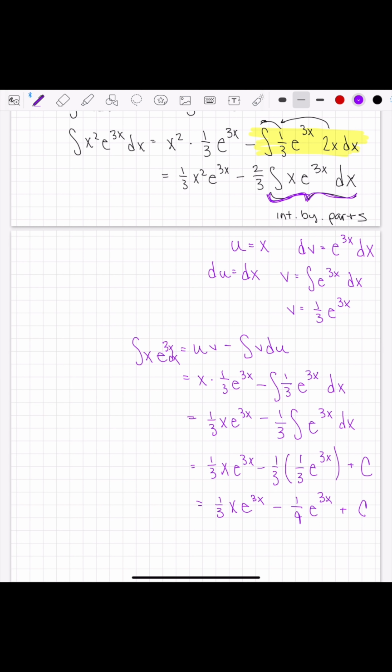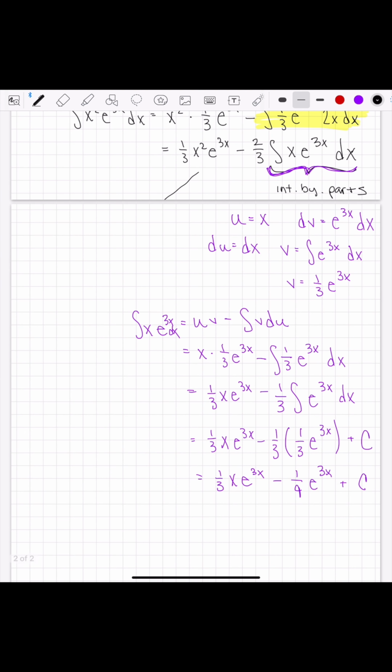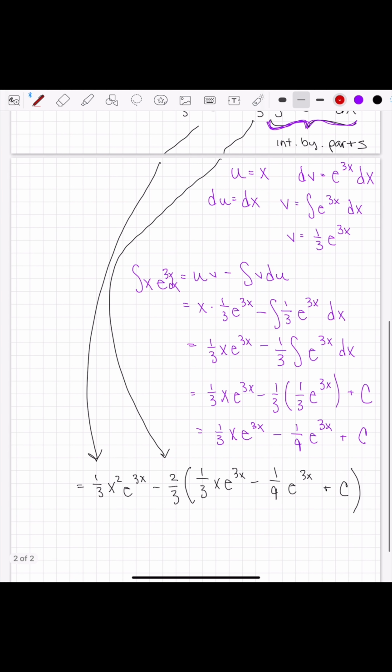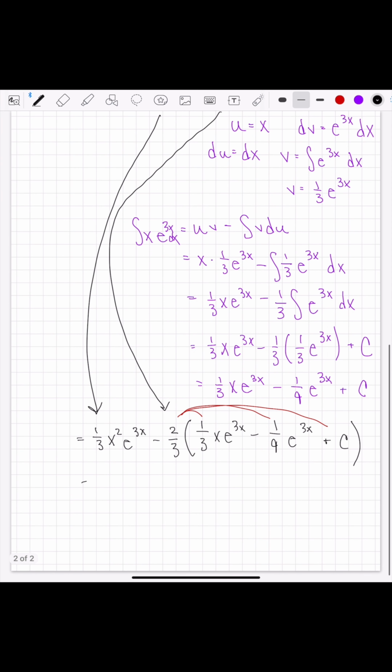So now we get to plug that in, right? So let's make sure we also pull down this, and we don't forget also the 2/3. So we have 1/3 x squared e to the 3x minus 2/3, and then that integral we said was 1/3 x e to the 3x minus 1/9 e to the 3x plus c. And now we distribute this 2/3 to all of these terms. The 2/3 times c, that's just some other constant, so we just keep that as c.